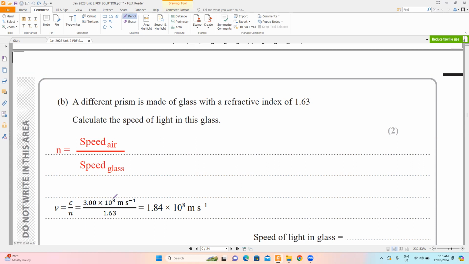So speed in air is 3 times 10 to the power 8 divided by n, which is 1.63. That gives the speed in glass. And as you can see, the speed in glass is a little bit lower than the speed in air, because when light travels from a less dense to a more dense medium, its speed decreases along with its wavelength. But we already saw in section A that the frequency remains constant.